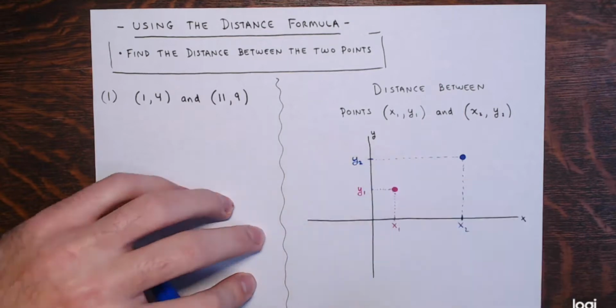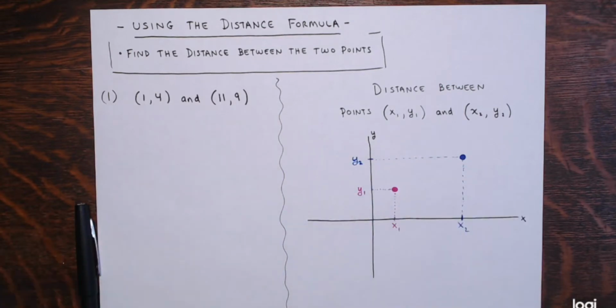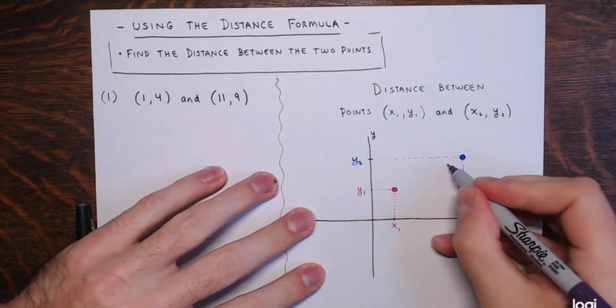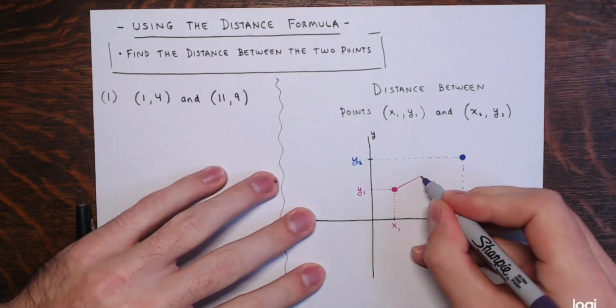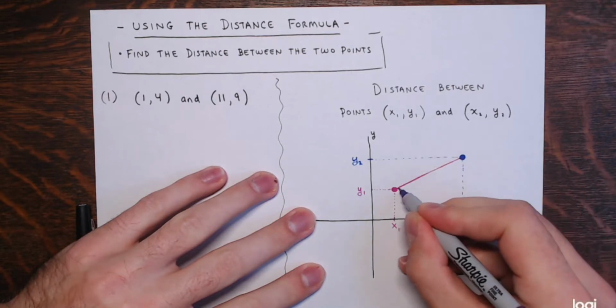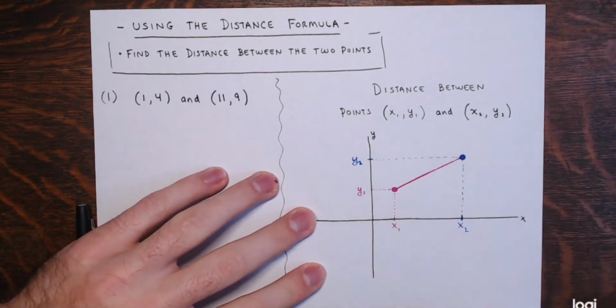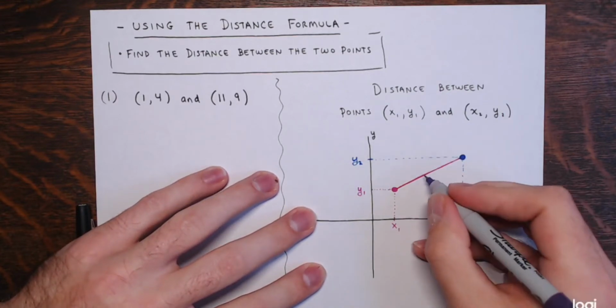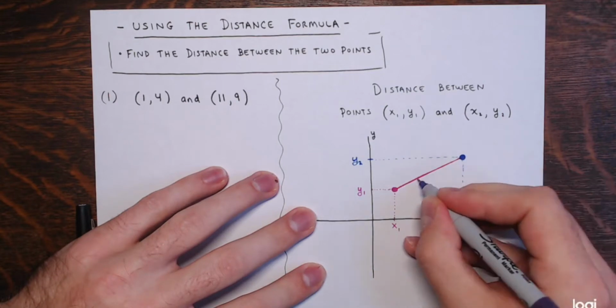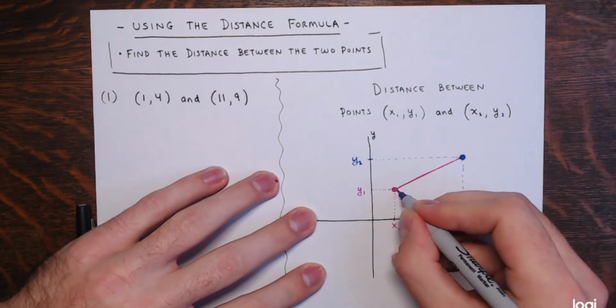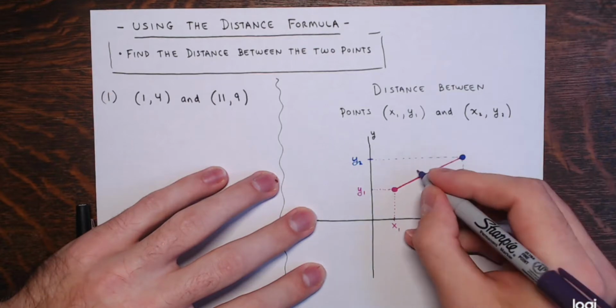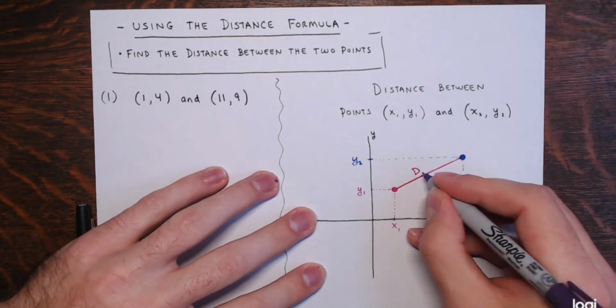We're asked to find the distance between these points. How far apart are they? So I'll draw a little line segment with these 2 points at the ends. This segment right here. And the length of this segment is the distance between the points, which I'll call capital D for distance.